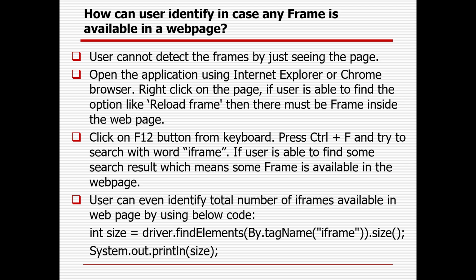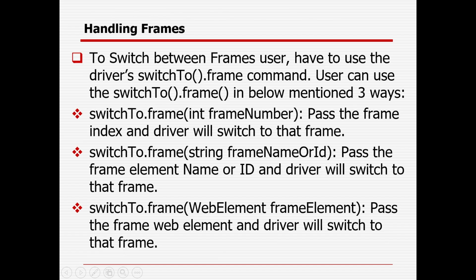You need to press the F12 button. After that, press Ctrl+F and search with iframe. If you get a result with a tag name starting with iframe, that means a frame is available. The user can also identify the total number of frames or iframes available in the web page, like driver.findElements by tag name iframe, then size. That is the way you can get how many frames or iframes are available.